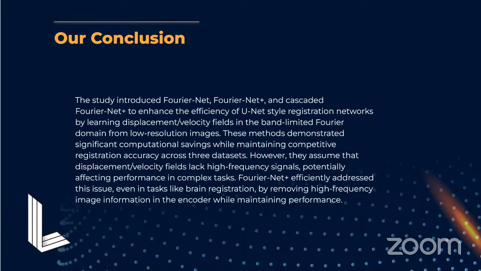So in conclusion, the study introduced Fourier-Net, Fourier-Net plus, and a cascaded Fourier-Net plus to enhance the efficiency of the UNet style registration networks by learning the displacement and velocity fields in the band limited Fourier domain from low resolution images. The methods demonstrated significant computational savings while maintaining competitive registration accuracy across the datasets. However, they assumed that the displacement and velocity fields lack high frequency signals, potentially affecting the performance in complex tasks. However, Fourier-Net plus efficiently addressed that issue, even in tasks like brain registration, by removing the high frequency image information in the encoder while still maintaining performance.